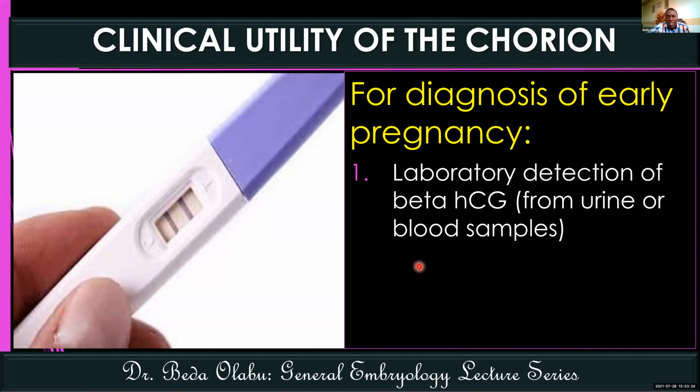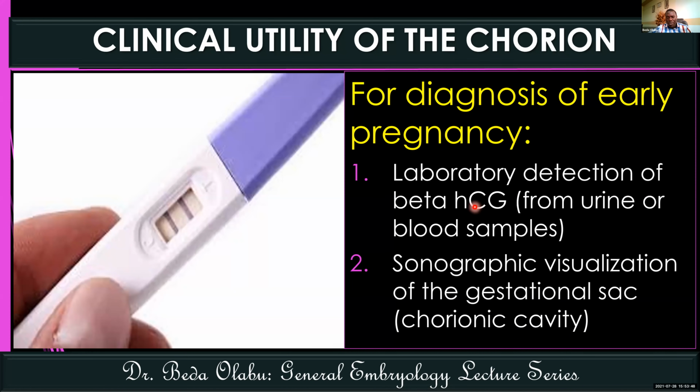And so these are laboratory tests. Remember, beta HCG is produced by the chorion. You know, HCG stands for human chorionic gonadotropin. So this is chorionic, which means it's coming from the chorion, specifically produced by the syncytial trophoblast of the chorion.